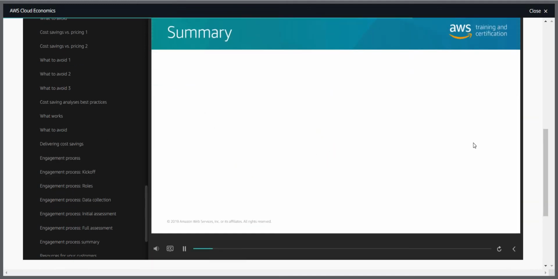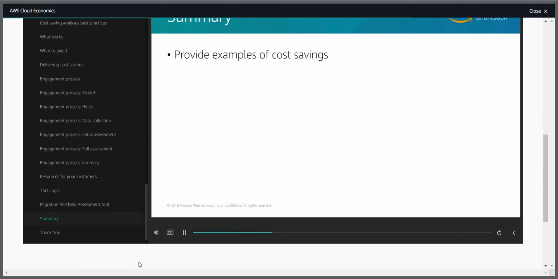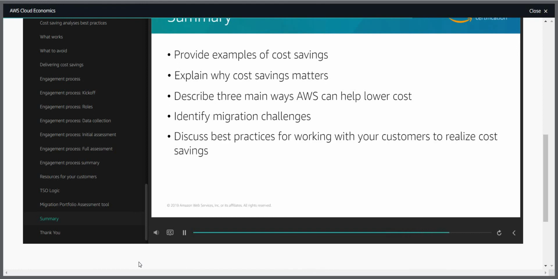This concludes the Cost Savings module. You have learned how to provide examples of cost savings, explain why cost savings matter, describe 3 main ways to lower costs when using AWS, identify migration challenges, and discuss best practices for working on cost savings analysis with your customers.